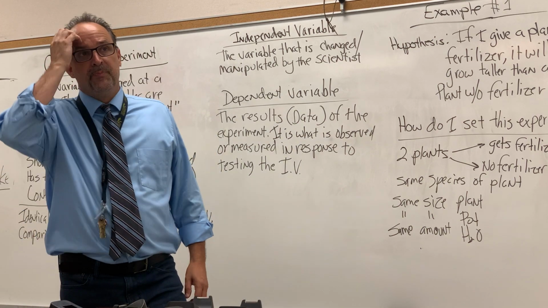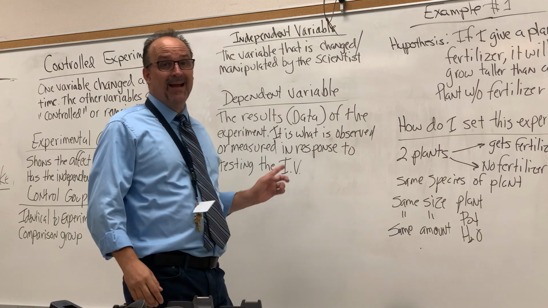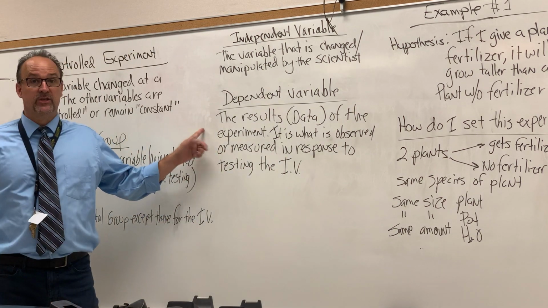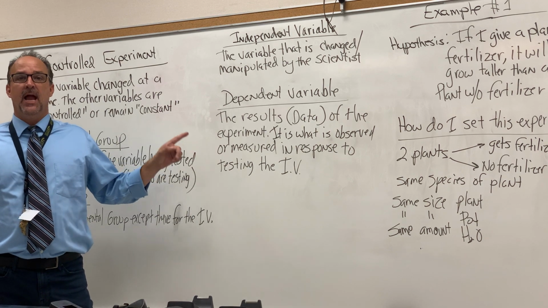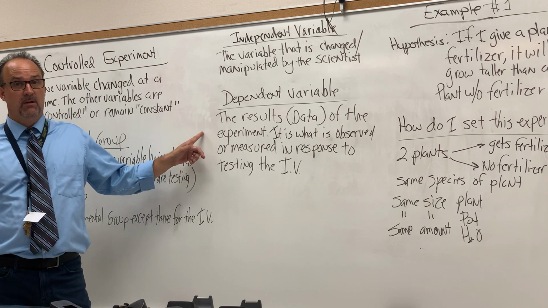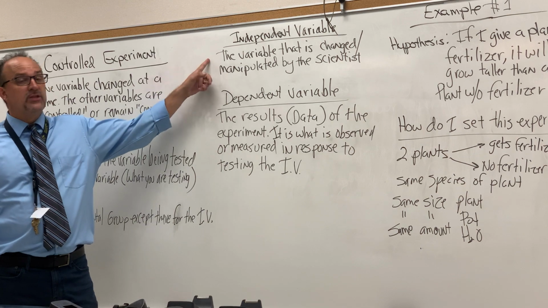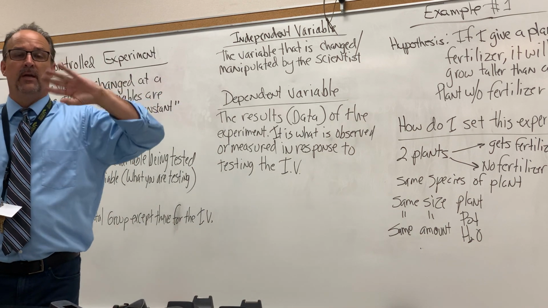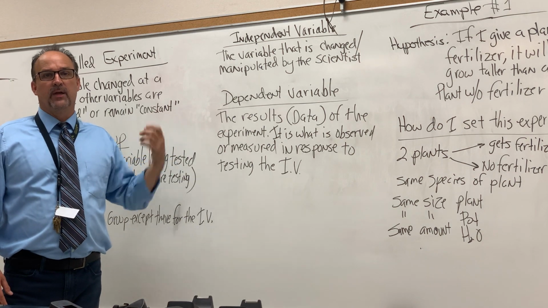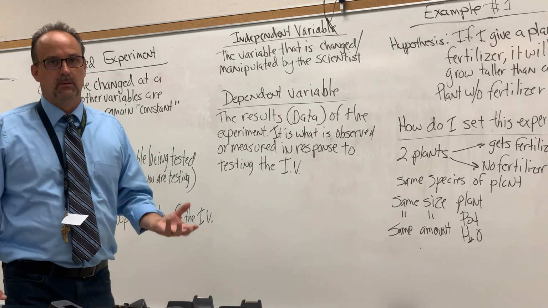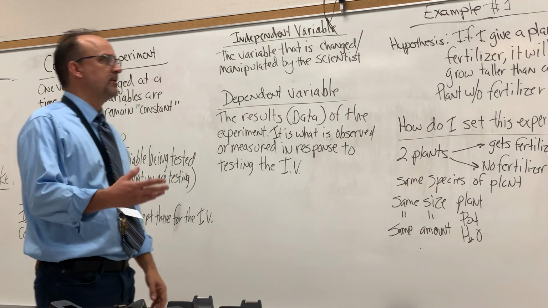So the dependent variable would be the time it took for the egg, the results. How long did it take at 400 degrees? How long did it take at 200 degrees, if it happened at all? Make sense? So the different temperatures are the independent variable, and the results are how long it took for the egg to hard boil. Make sense? We're going to be practicing this.